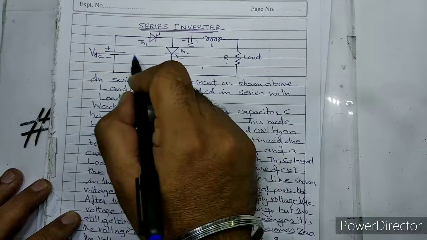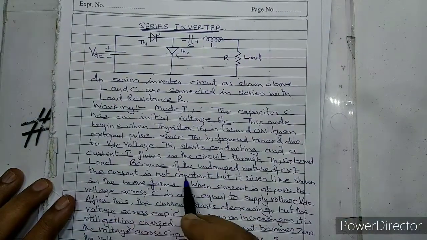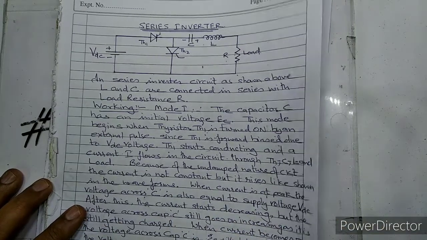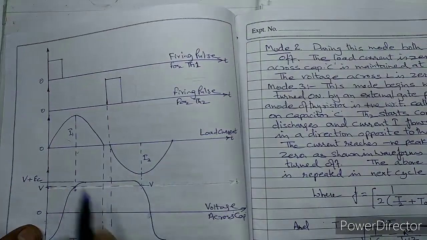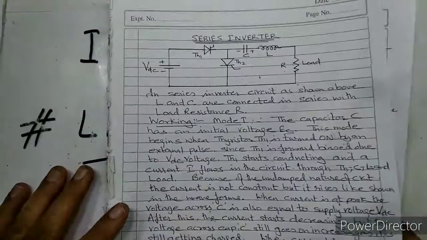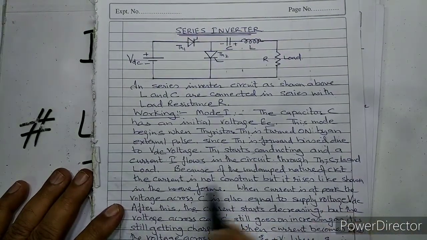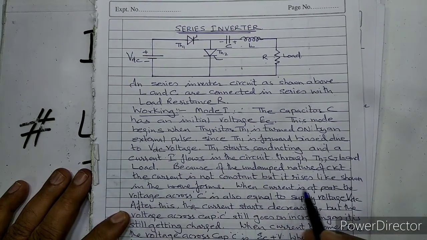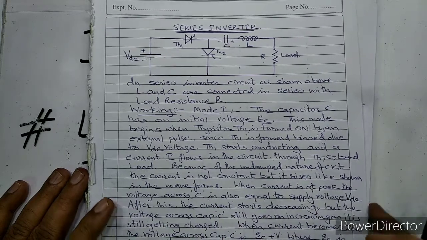Because of the undamped nature of the circuit, the current is not constant, but it rises like shown in the waveforms. We will see the waveforms here. It rises like this and comes down when TH1 is conducting. When current is at the peak, the voltage across C is also equal to the supply voltage VDC.